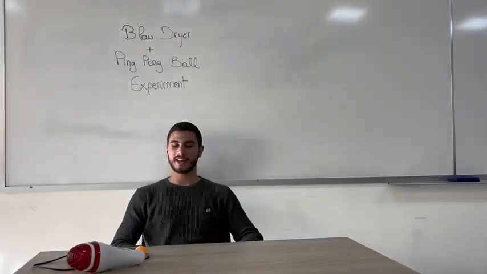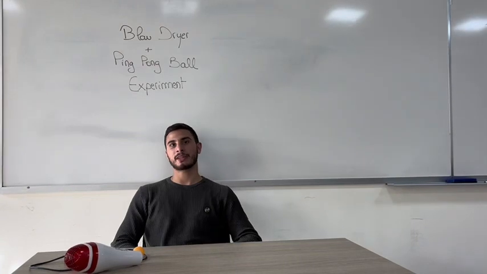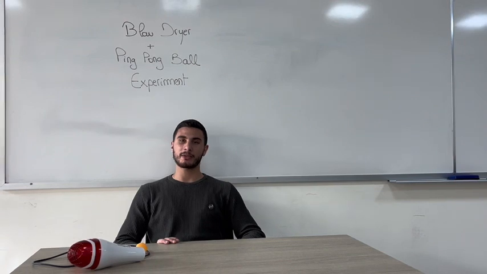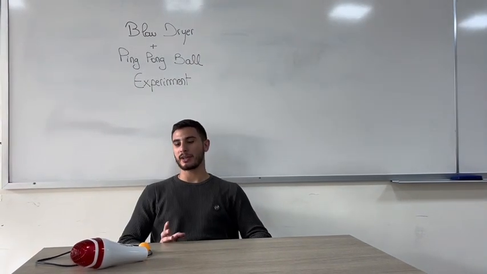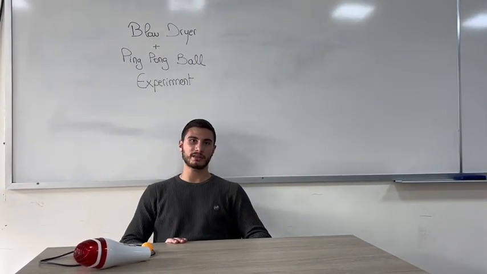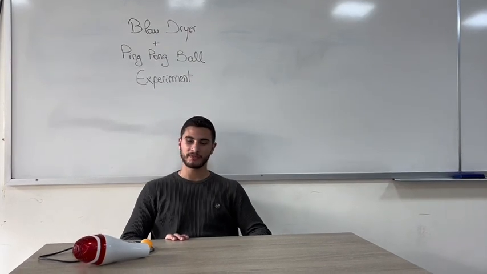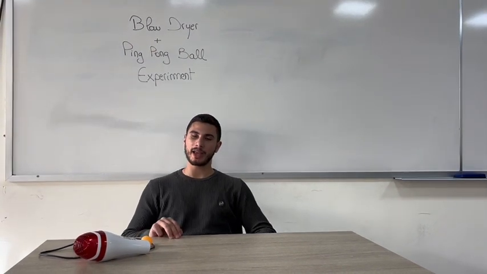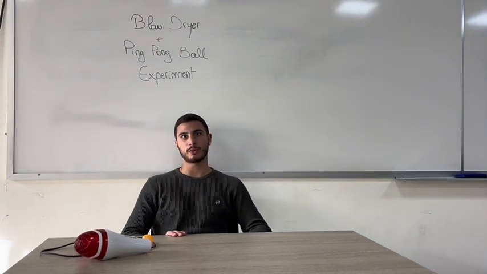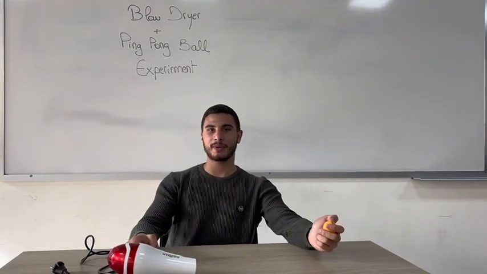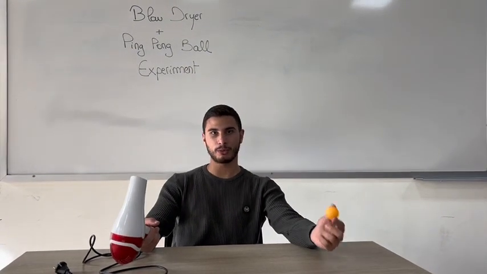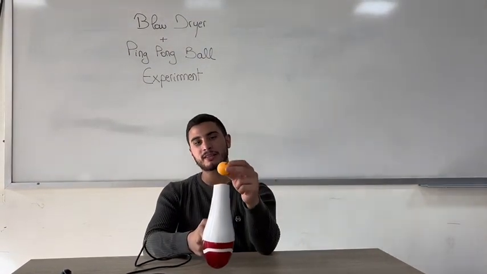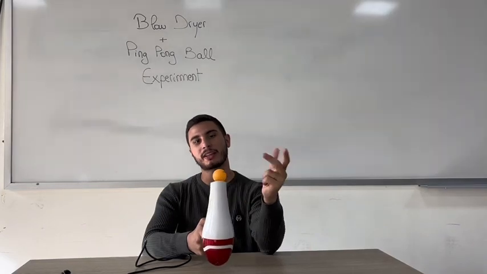Hello, my name is Mark Shah, and for the second experiment, we will be doing the blow dryer and the ping pong ball experiment. This experiment is a demonstration of Bernoulli's equation, which will help us to describe the relationship between velocity and the pressure of a fluid. In this case, air is the fluid, and Bernoulli's equation will help explain the behavior of the ping pong ball within the airflow. The materials for this experiment are a blow dryer and a ping pong ball. The blow dryer will be held vertically, and the ball will be placed slightly above the blow dryer airstream.